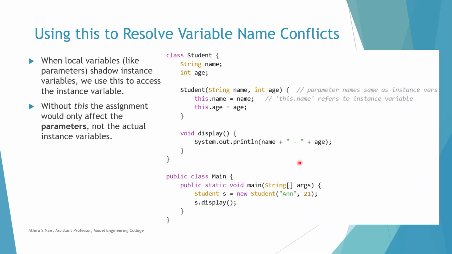Now we are displaying it in the main function. We are creating an object and we are calling the method to display it. When local variables like parameters shadow instance variables, we use this to access the instance variable to resolve variable name conflicts. Without this, the assignment would only affect the parameters, not the actual instance variables.